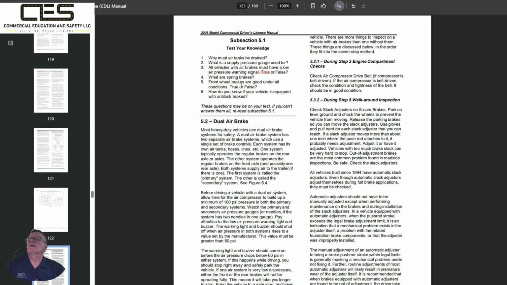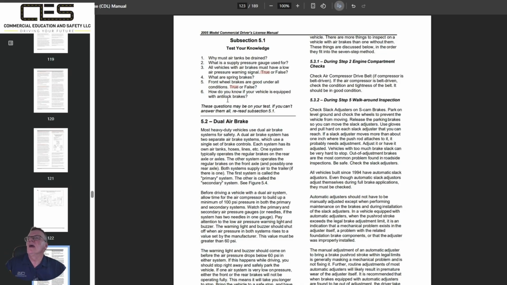Front wheel brakes are good under all conditions. True or false? We talked about that limiting valve. If you read that paragraph, back in the old days before 1975, they used to cut out and limit how much air. But if you read further in that paragraph, it's been determined that front brakes are good under all situations. We don't have the need for that anymore. Front wheel brakes are good under all conditions. Yes, absolutely. You need all of your brakes.